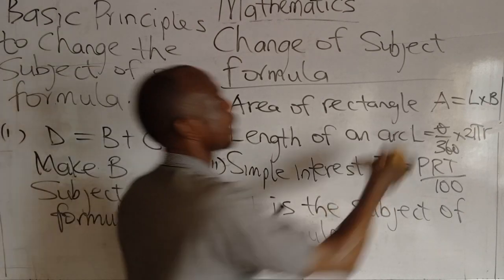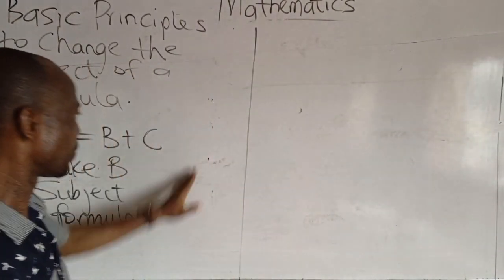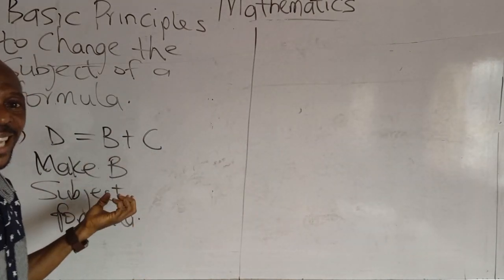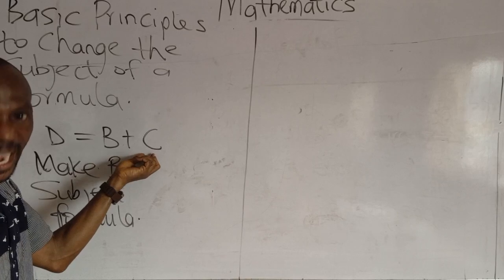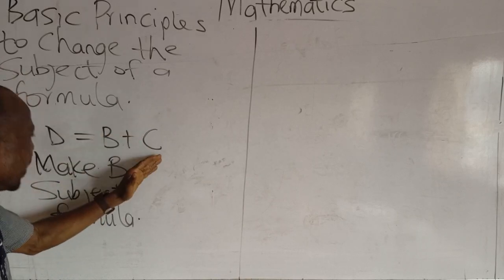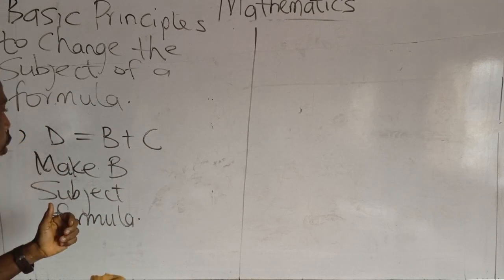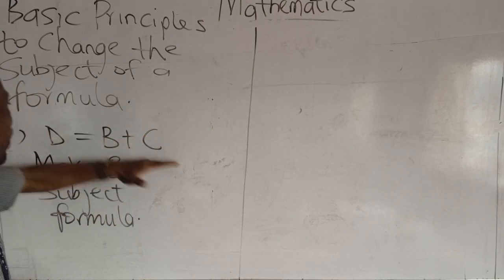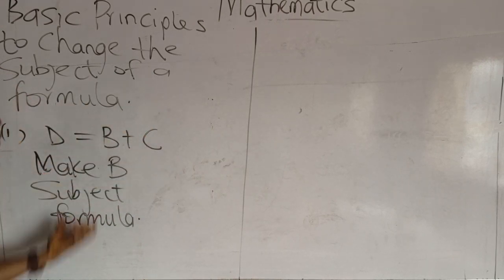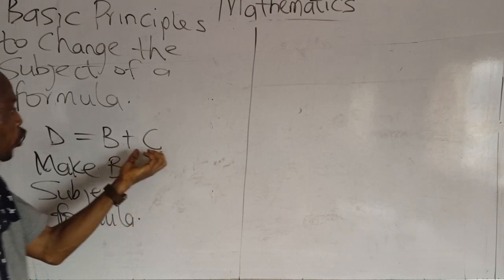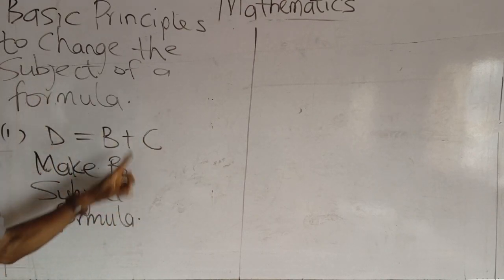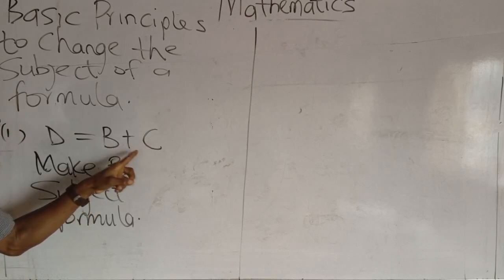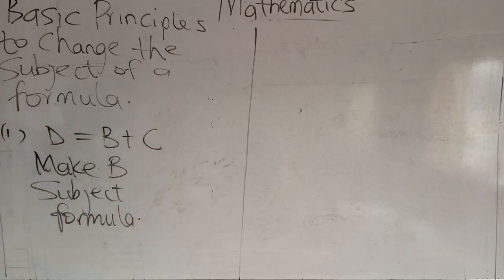So if we want to make B the subject of the formula, in our first principle, we are simply saying that when a value is to be made the subject and they are connected by a positive sign, to move it to the other side of the equation, what do we do? We subtract the letter that we are moving from one side of the equation to the other. So here we want to make B the subject of the formula. We are going to remove C from this place, and because C is connected by a positive sign, we are going to subtract C from both sides of the equation.